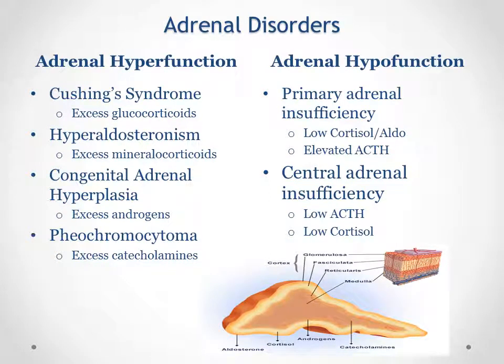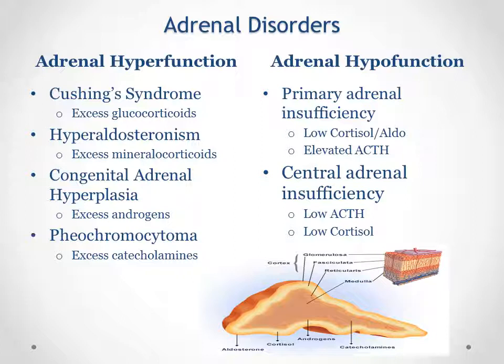Let's look specifically at adrenal disorders first. They're characterized by either adrenal hyperfunction or adrenal hypofunction. Some of the more common diseases that we see when the adrenal glands are overproducing would include diseases such as Cushing syndrome with the excess in glucocorticoids, hyperaldosteronism with the excess in mineralocorticoids, congenital adrenal hyperplasia with excessive androgens, and pheochromocytoma with excessive catecholamine production.